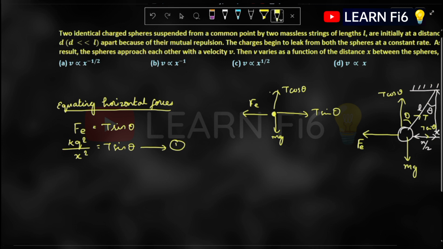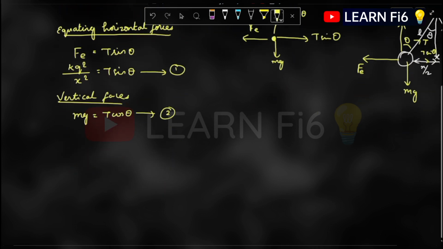Now we are going to equate the vertical forces. The upward force is T cos theta and the downward force is mg, so mg is equal to T cos theta. We can take this as equation 2. There is no value here to substitute, so simply we can divide equation 1 by equation 2.